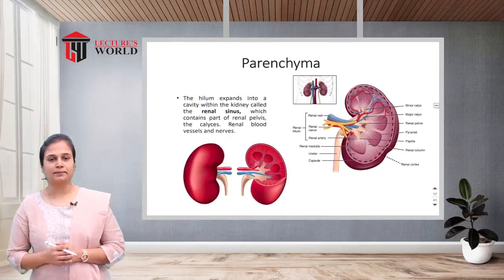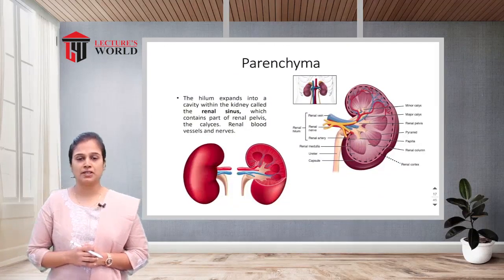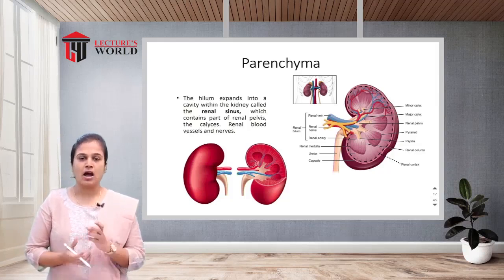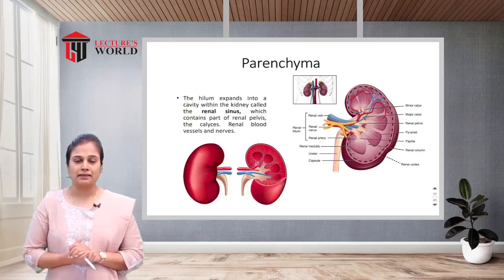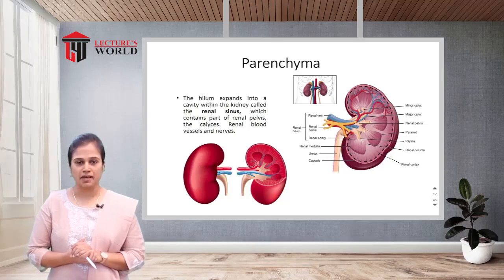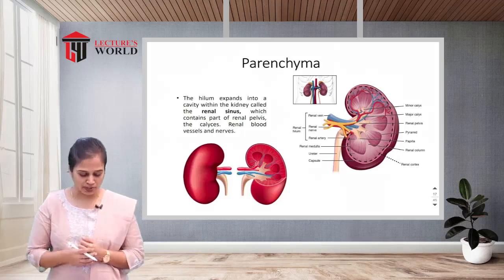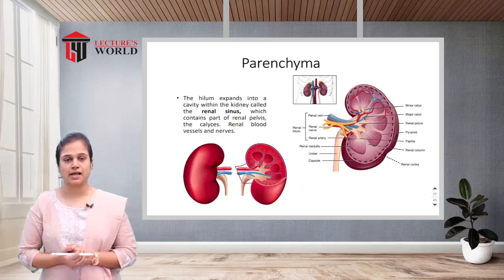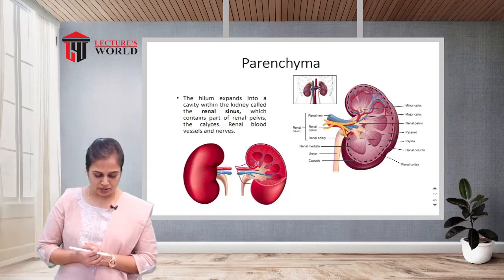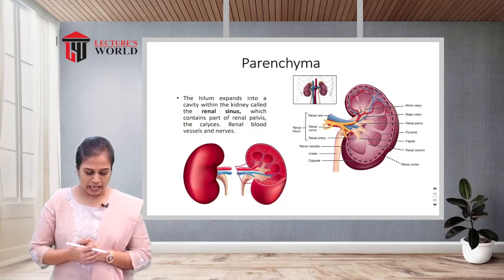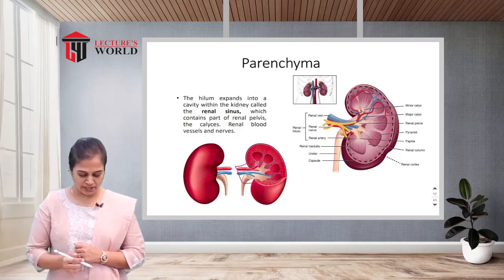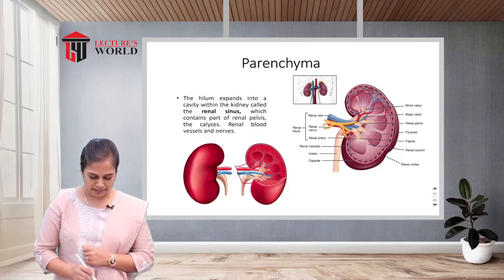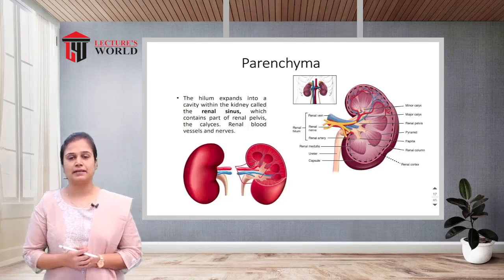More about the parenchyma. The hilum expands into the cavity within the kidney called the renal sinus. You can say this is the hilum, which expands into the cavity called the renal sinus, and it contains part of the renal pelvis and calyx, renal blood vessels, and the nerves.